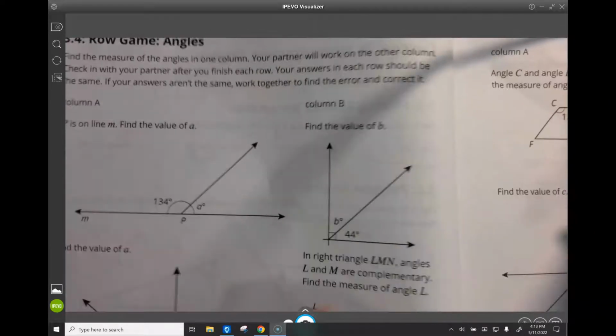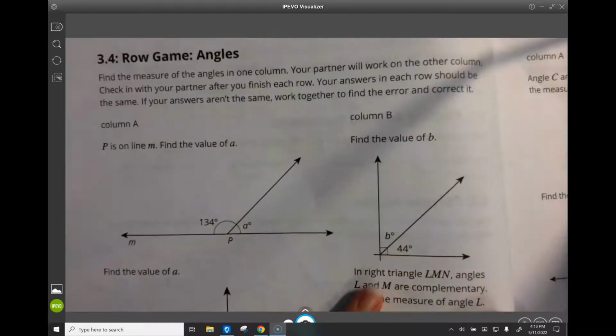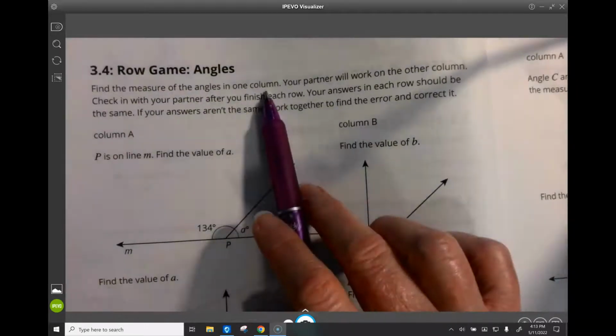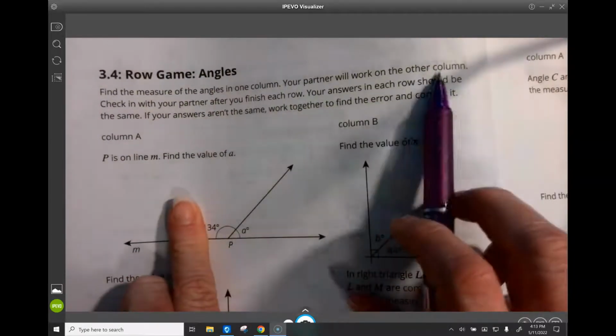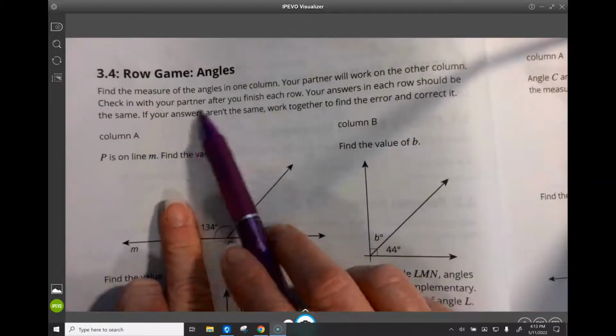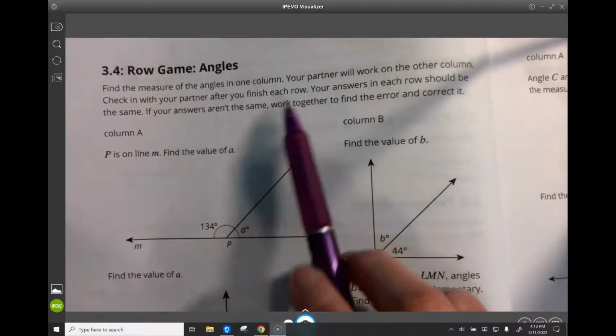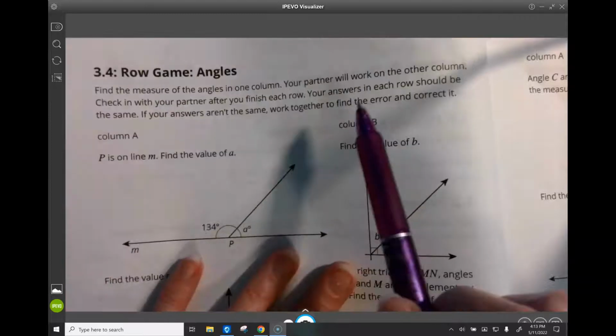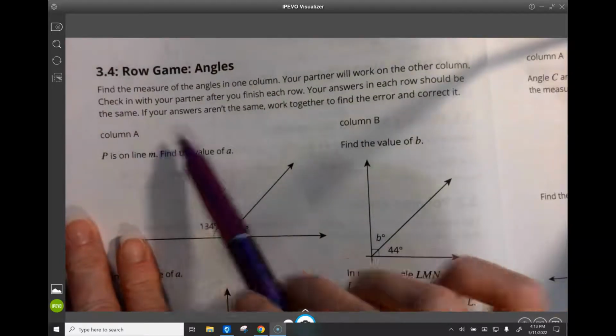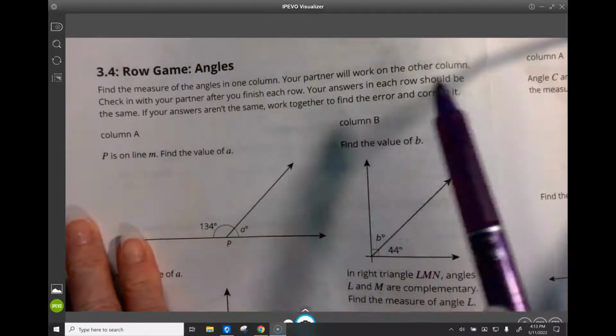So now we're going to play a fun little game, me and you. So here we go. It says, find the measure of the angles in one column. Your partner will work on the other column. Check in with your partner after you finish each row. We're going to check in after each one. Your answers in each row should be the same. If your answers aren't the same, work together to find the error and correct it.